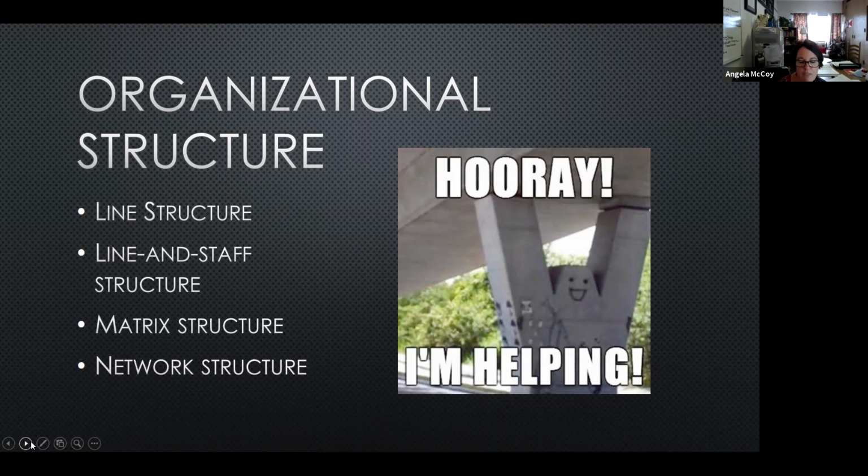You can see figure 7.6 in your text for this. Authority flows both down and across, and employees report to more than one supervisor. In a matrix structure, people from different departments are assigned to a group called a cross-functional team, and they work on projects together. Frequently, cross-functional teams are charged with developing new products.